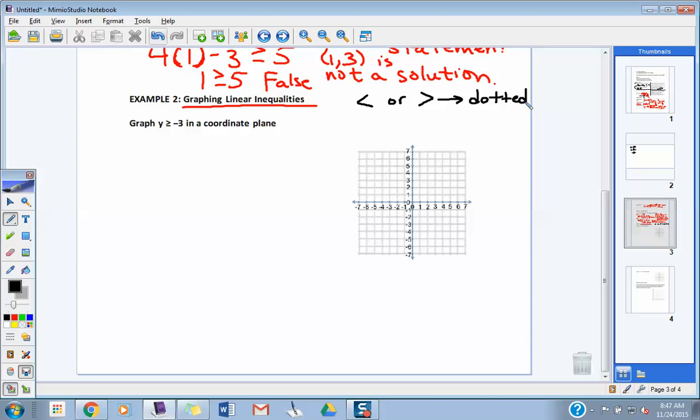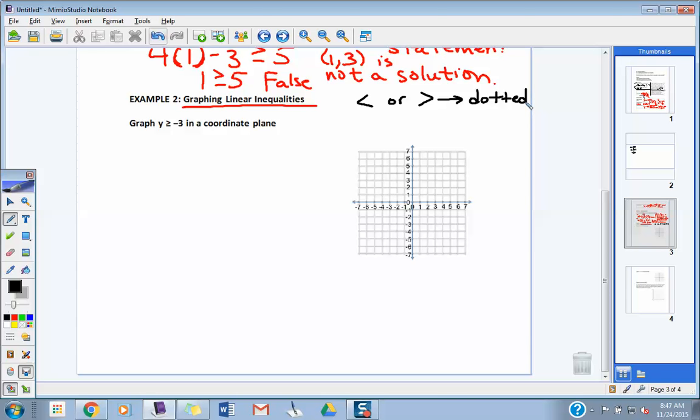True or false statement there? 3 is greater than 3. How about this statement? 3 is greater than or equal to 3. True. Okay. Guys, over here I'm telling you the following.